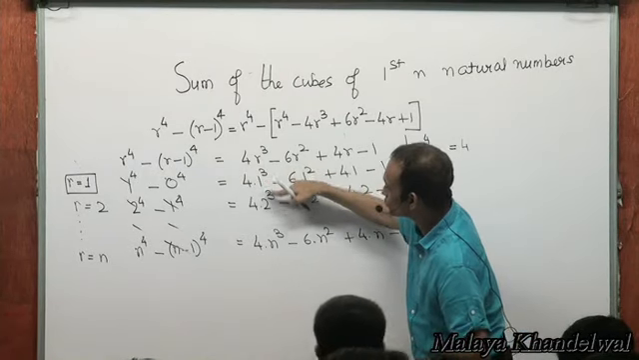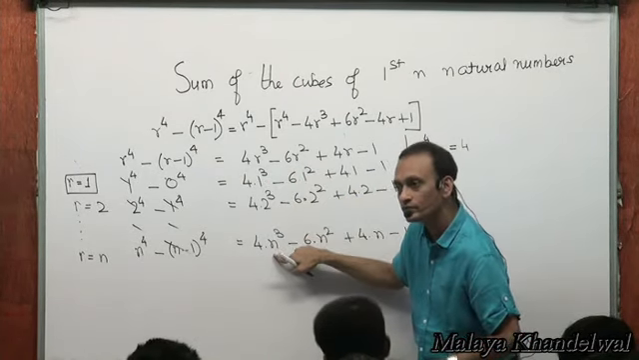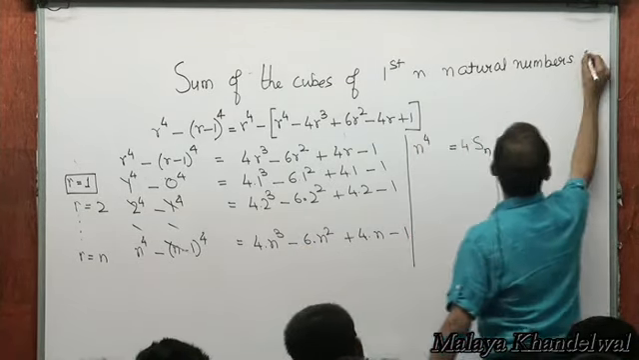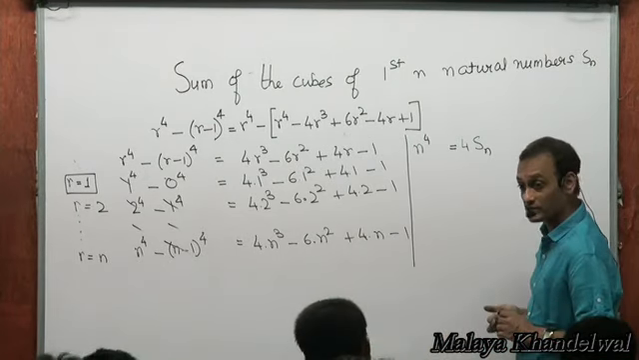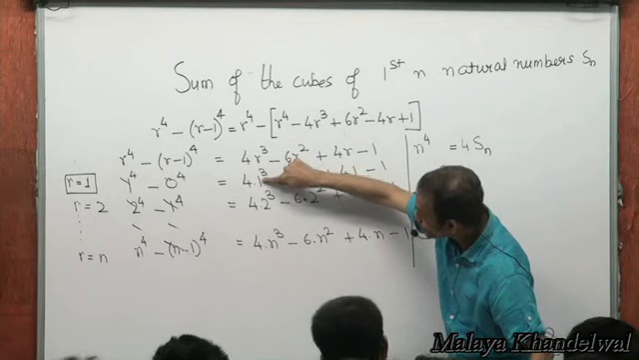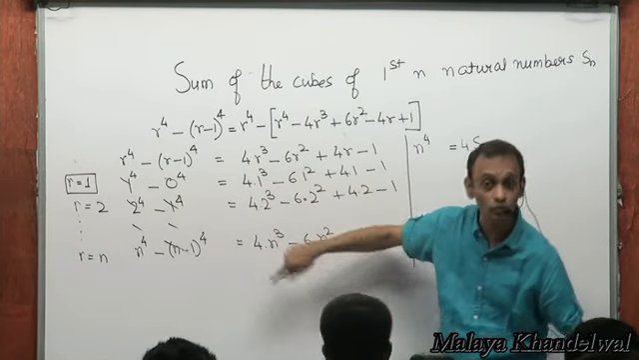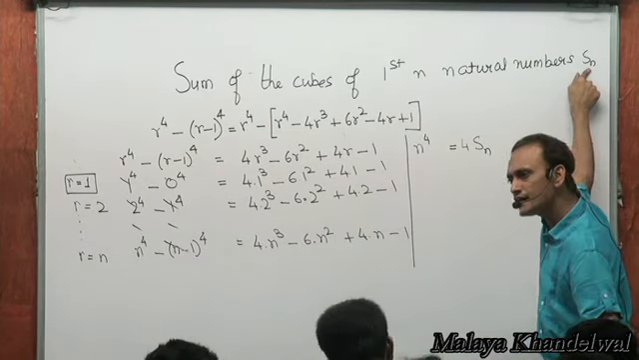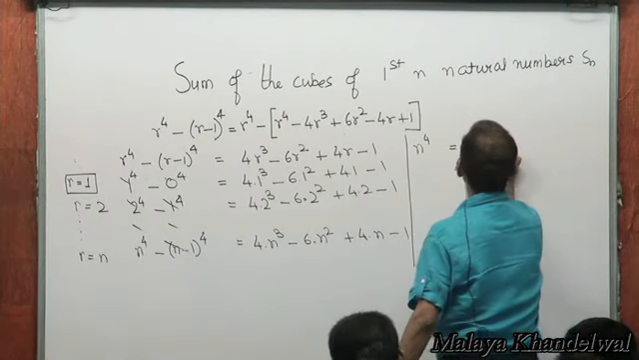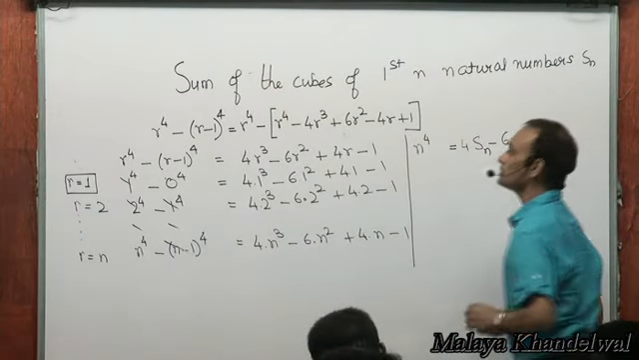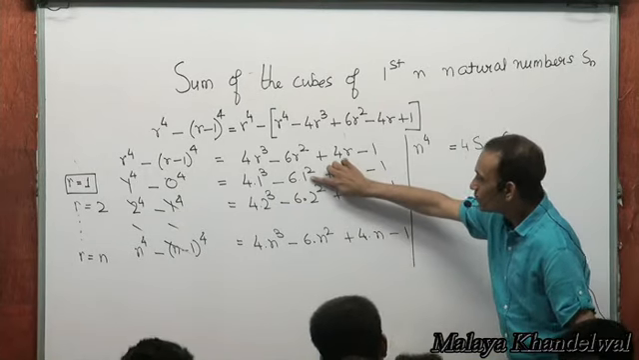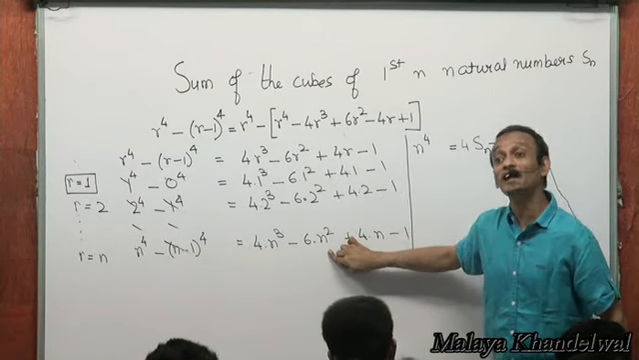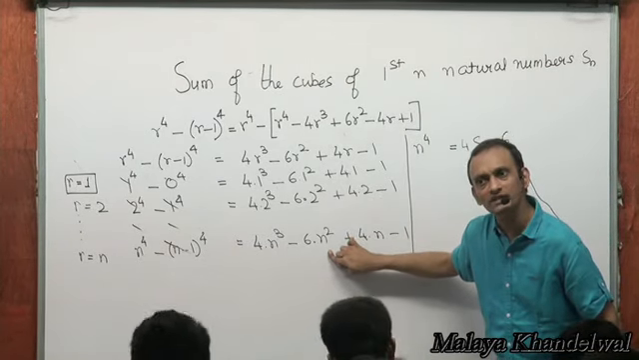This is 4 into 1 cube plus 2 cube plus 3 cube plus n cube, which is 4 times the sum of the cubes of the first 10 natural numbers. I'm calling it Sn, sum of the cubes of the first 10 natural numbers. Minus 6 into 1 squared plus 2 squared plus 3 squared plus so on, which is the sum of the squares of the first 10 natural numbers, yes or no?